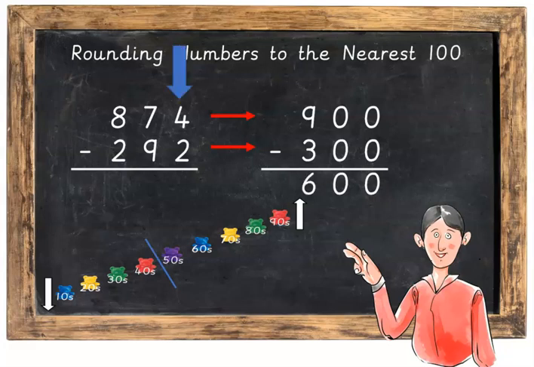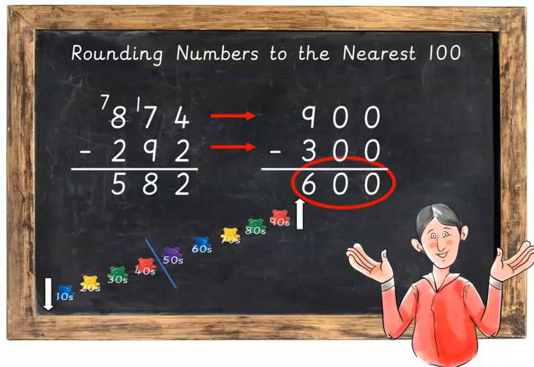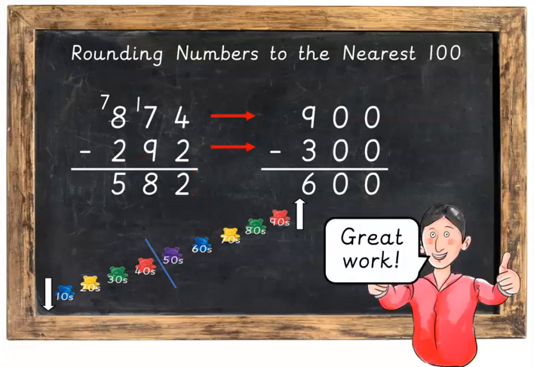Then back to our original sum. 4 take 2 is 2. 7 take 9 we can't do, so we're going to have to go next door, ask for 10 more and bring it over. 17 take 9 is 8. And then 7 take 2 is 5, 582. And 600 is only 18 bigger than 582, so again, it's very, very close.